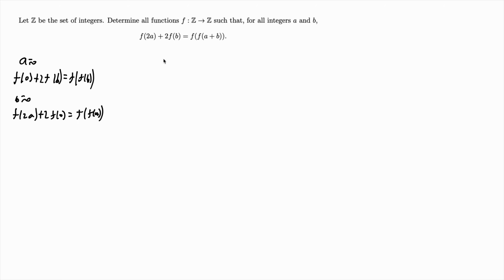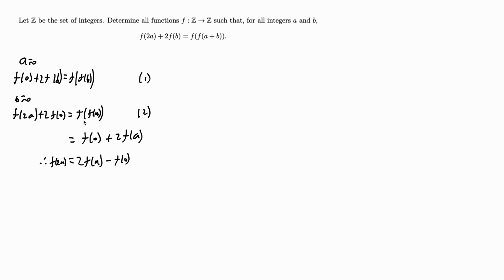Now, just notice that we don't really want f of a plus b here because it's just not clean. And we also don't want f of 2a. So let's try and change them. Let's call the first equation 1 and this 2. Substituting 1 into 2, we get this equals f of 0 plus 2f of a. Therefore, f of 2a is equal to 2f of a minus f of 0.